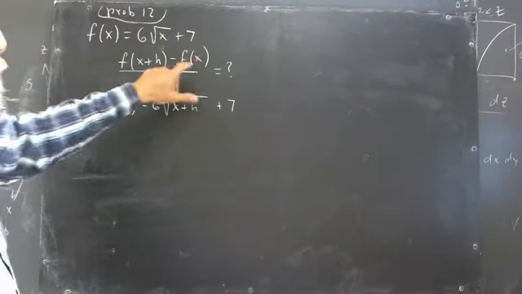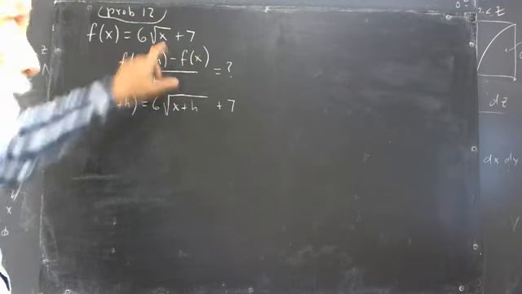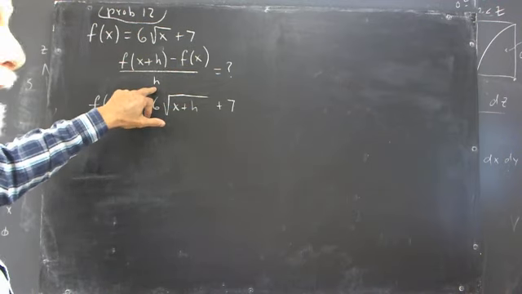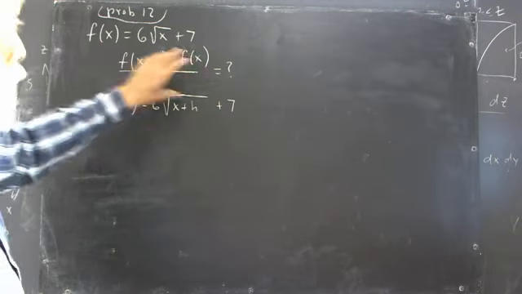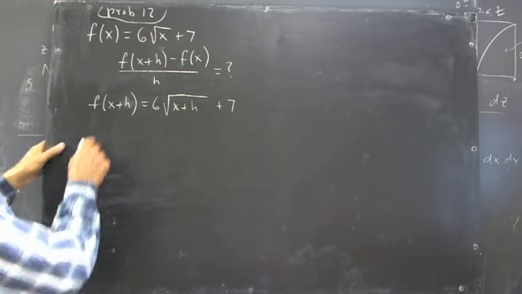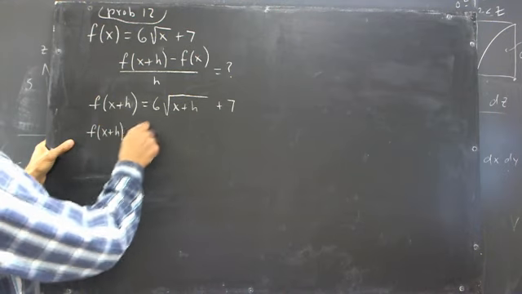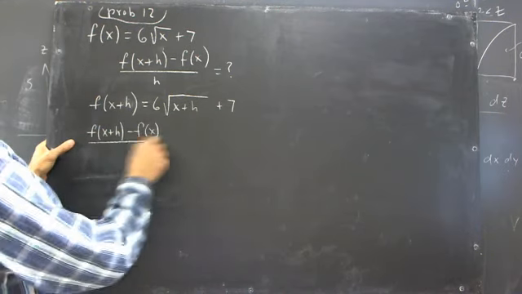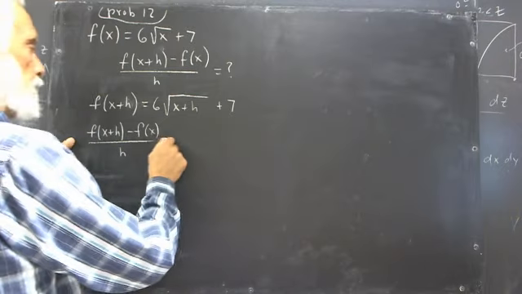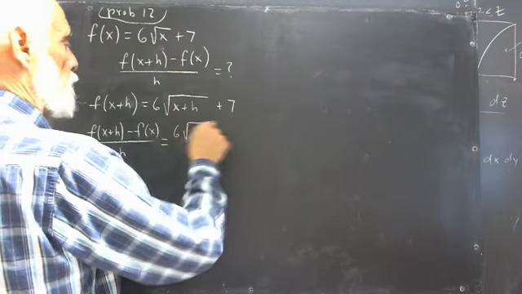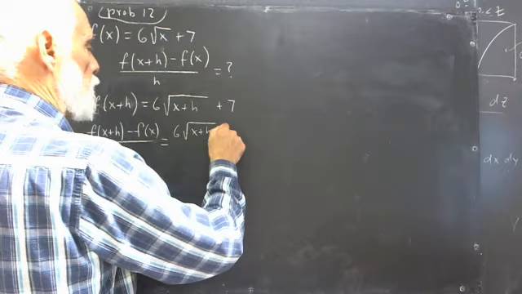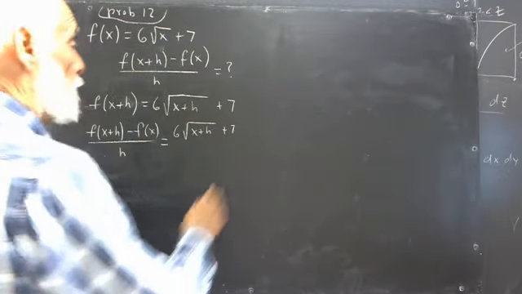Well, now we have the expression for f of x. Right there it is. And certainly we can write h so that we have everything we need to write this expression. So that f of x plus h minus f of x divided by h equals 6 times the square root of x plus h plus 7 minus f of x.